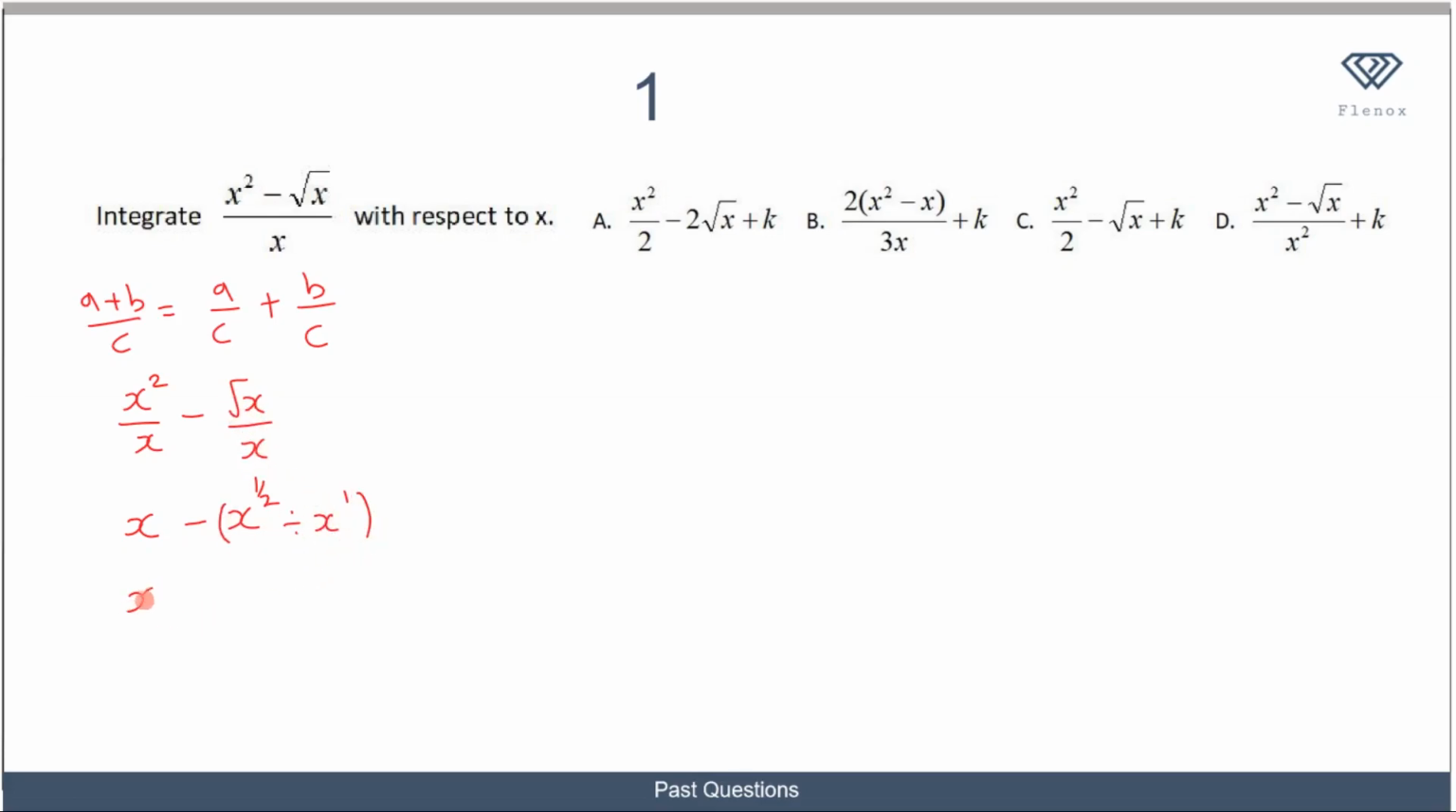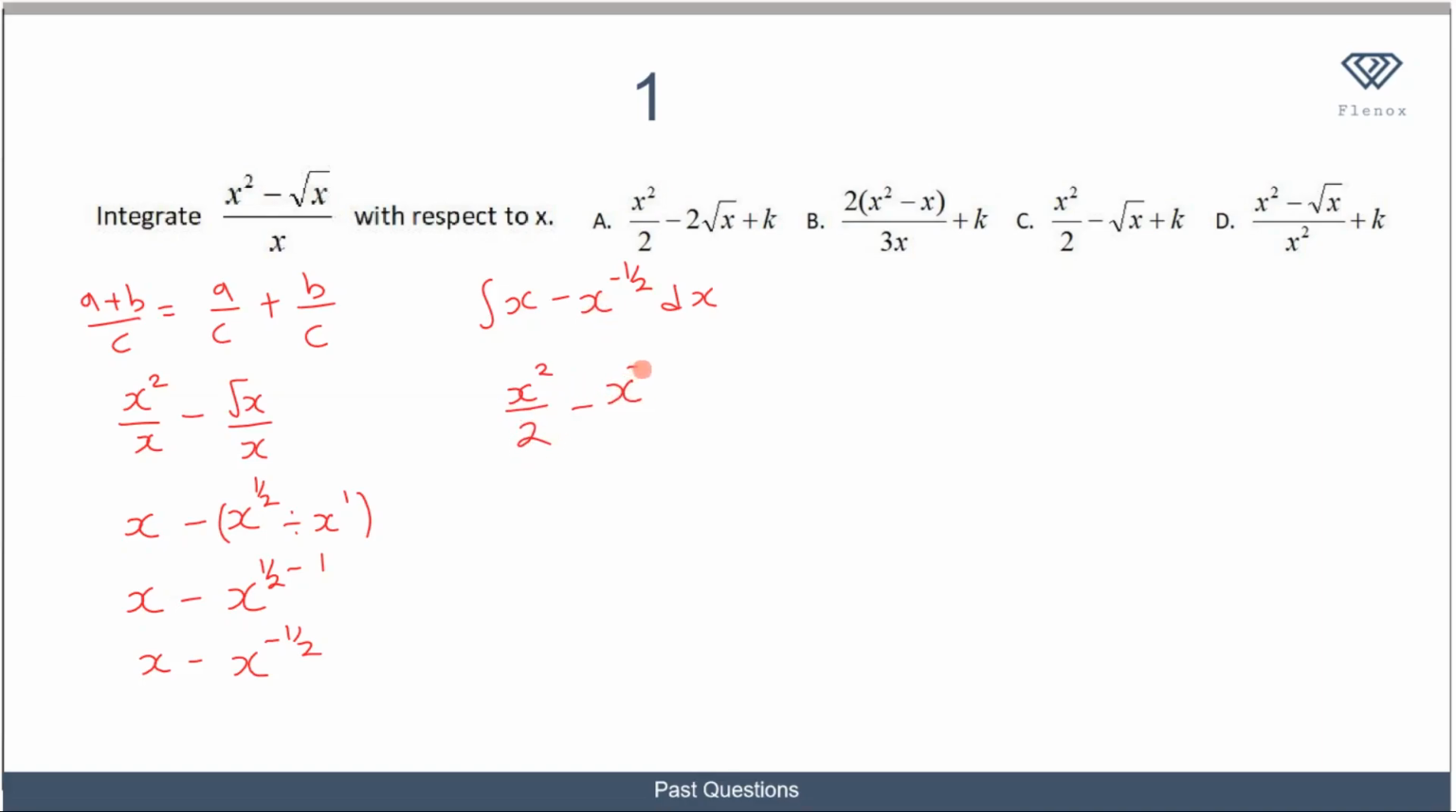If you remember our law of indices, when you have division, it's the same thing as subtracting the powers. So it's like saying minus x to the power of half minus 1. So that will be x minus x to the power of minus half. Now I can integrate this function, which is x minus x to the power of minus half, with respect to x. When I integrate x, normally I know it's just going to be x squared divided by 2.